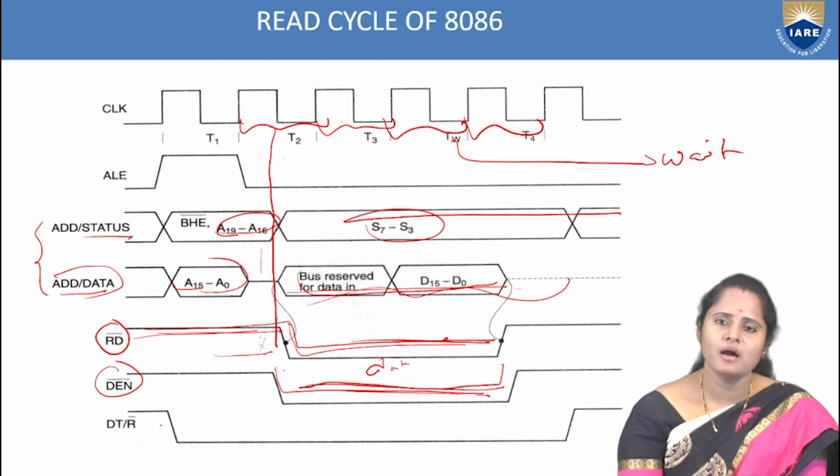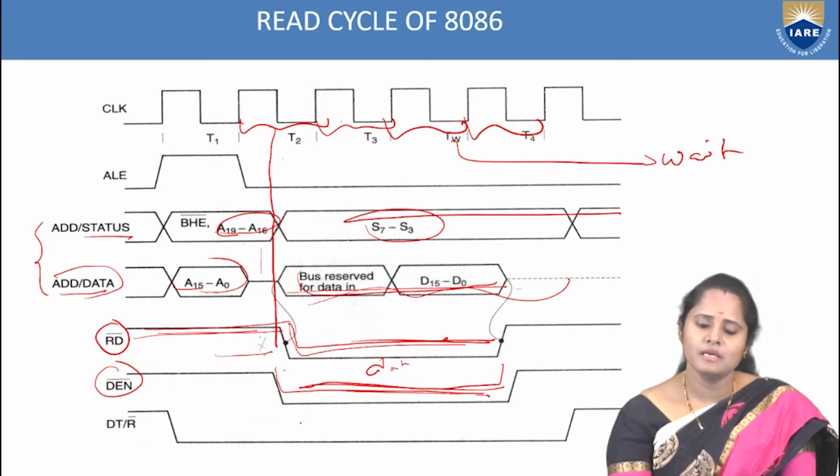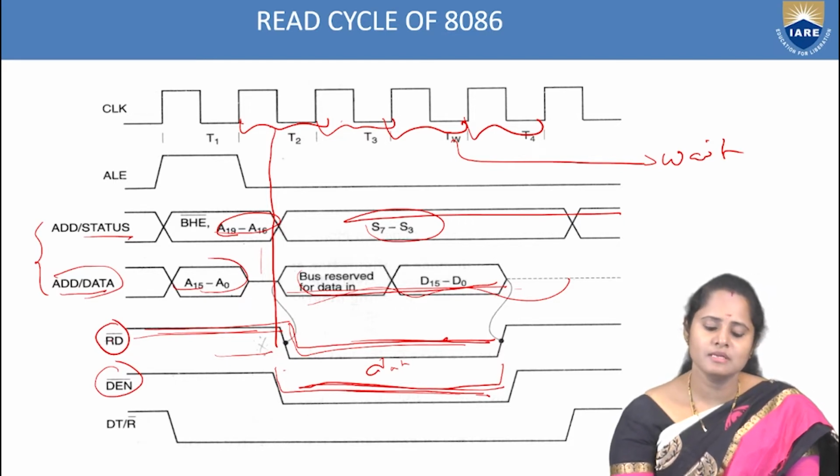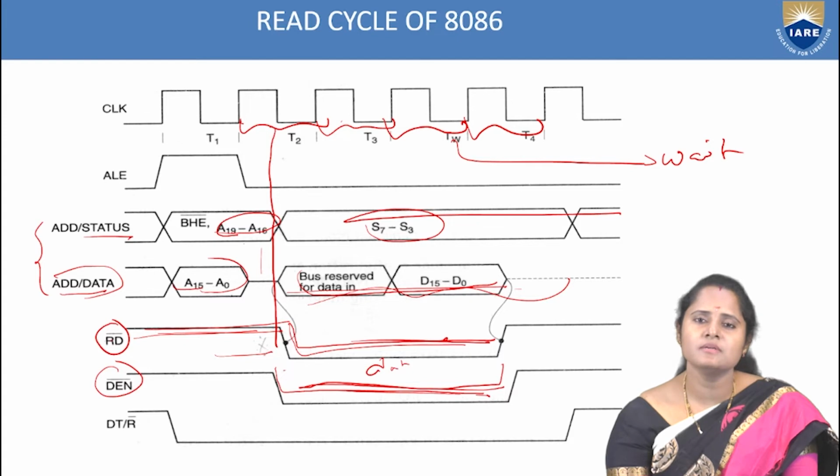Next, DT by R bar. DT by R bar indicates the read cycle, that you are reading the data. So in order to read the data, we need the pin to receive the data.